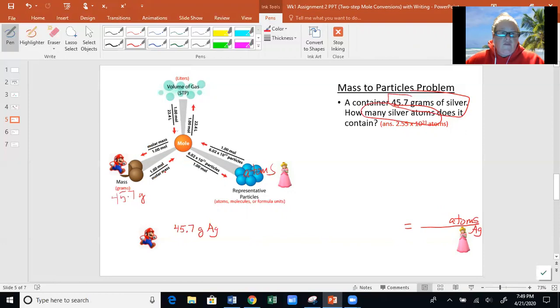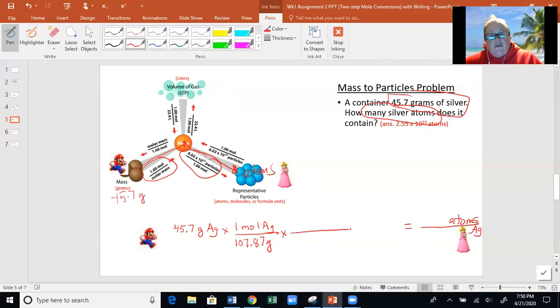All right. The conversion factor, the path I'm going to take: Mario here is in the mass parking lot. He's going to have to jump to the mole parking lot, and then he's going to have to jump to the particles parking lot. So he's going to use this conversion factor and follow these arrows, and then this one. So the first one, I have 1 mole of silver is equal to the molar mass. Now, the molar mass comes from the periodic table, and the molar mass for silver is 107.87 grams. All right, boom, I've gotten to the mole parking lot.